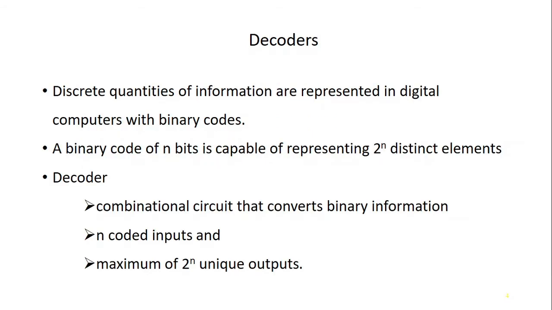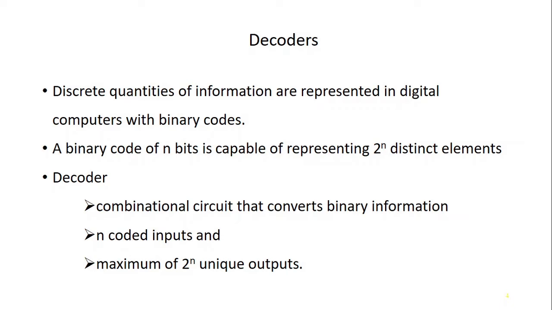The discrete quantities of information are represented in digital computers with binary codes. A binary code of n bits is capable of representing up to 2 raised to n distinct elements of coded information. A decoder is a combinational circuit that converts binary information from the n coded inputs to a maximum of 2 raised to n unique outputs.